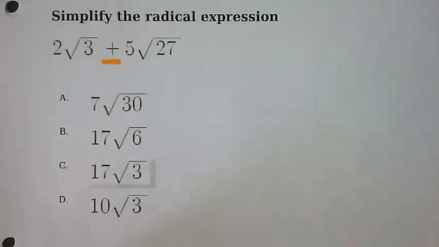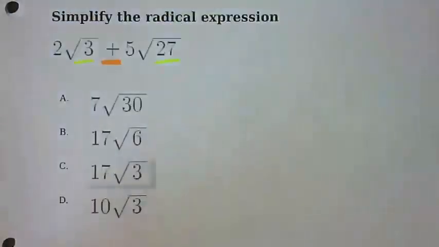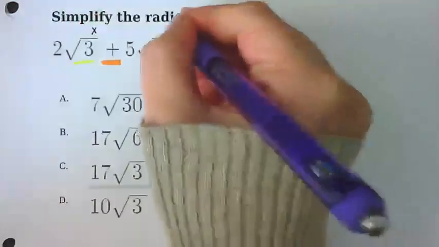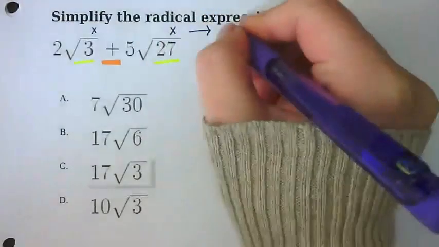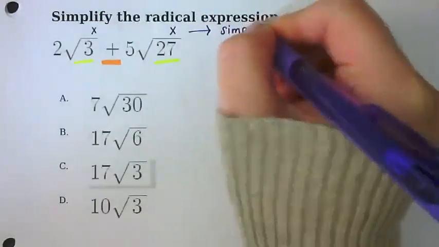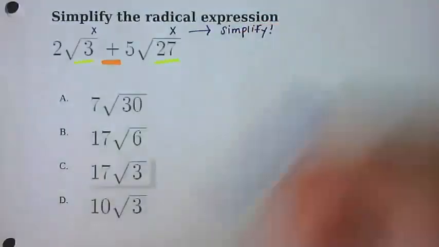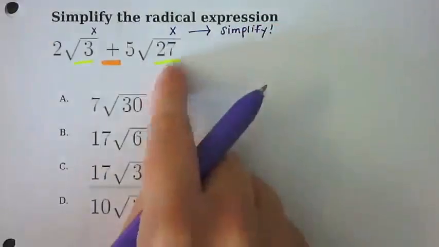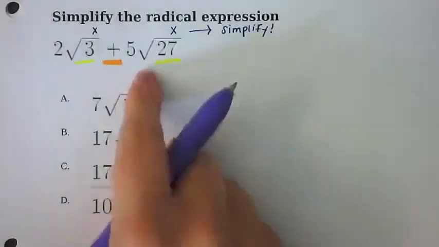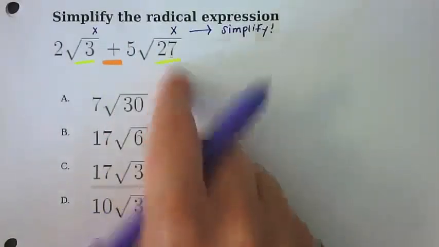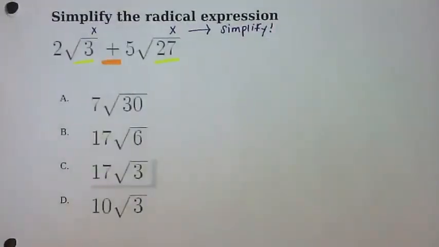So the first thing that we need to note when adding radical expressions is that we must have a common radicand. Radicand being the number under the radical. So in this case, 3 and 27 are not common. So if they're not common, we must simplify. So when simplifying, you typically want to start with the larger radical in hopes that once you simplify it, it will then match the other radical on the other side.